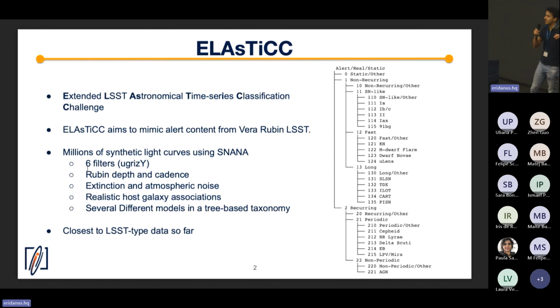And it is tree-based. So it means that you have some broad classes which are divided into small classes. And we've been interested in the broad classes, which are the SN-like object, fast objects, long objects, periodic and non-periodic. And then we've also been interested in some of the subclasses inside for further binary classifications.